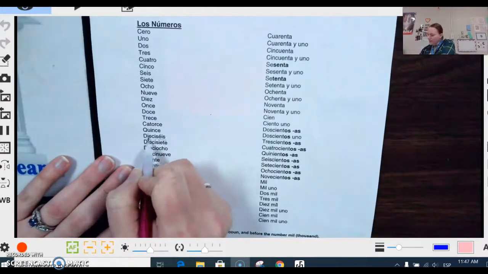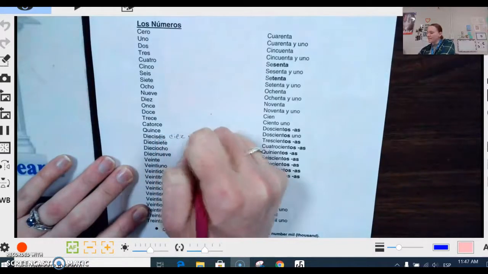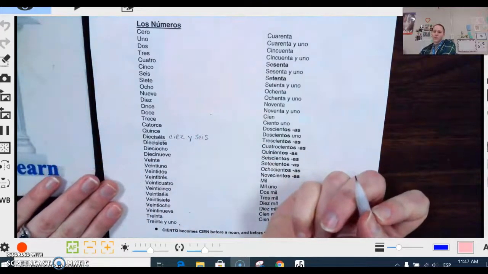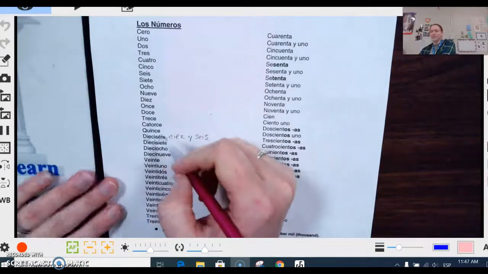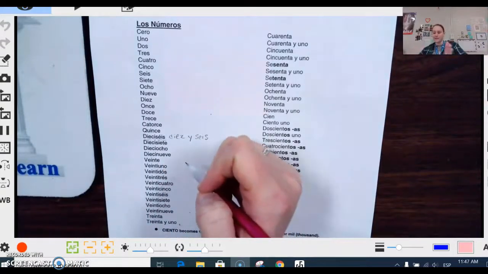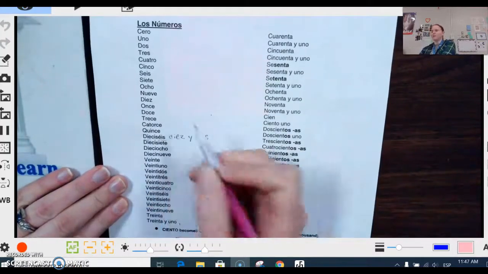You could also write it out as three separate words, diez y seis, but no one's going to actually do that. It's going to naturally blend into dieciséis. But you're still saying 10 and 6. And then diecisiete, 10 and 7, dieciocho, 18, etc.